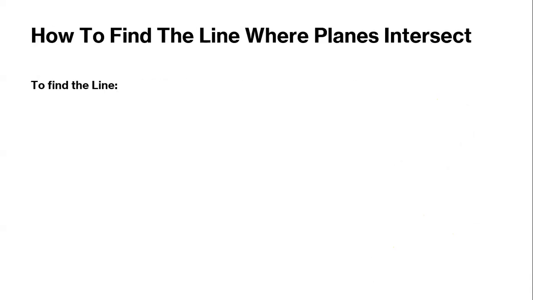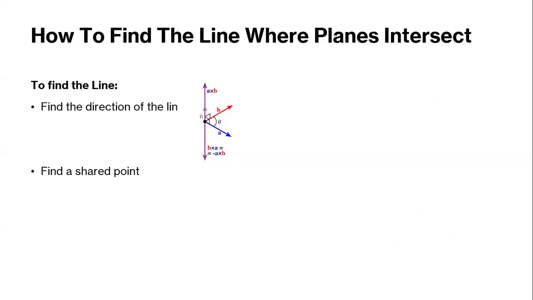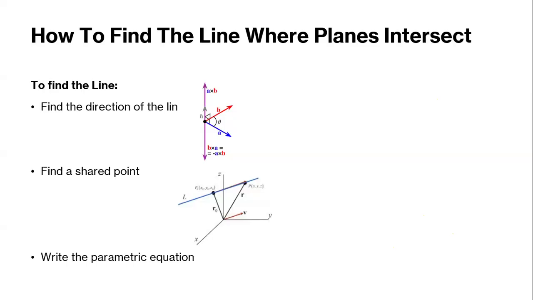Okay, so how to find a line where planes intersect? To find a line where planes intersect, we first need to find the direction of the line that is represented in this diagram here. And then you find a shared point that goes through these lines. As you can see there, the point is V, and it goes through the direction of lines. And then we write the parametric equation. I'll take us through an example to make it a bit easier to understand.